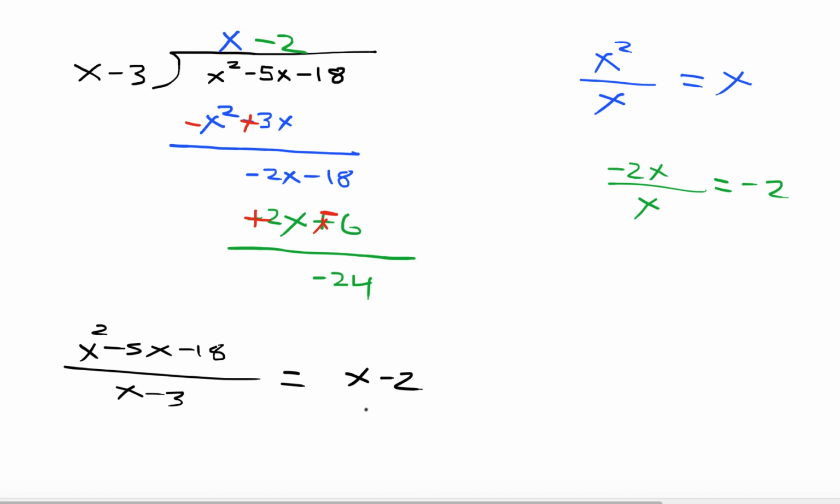But then what are we supposed to do? We're supposed to add the remainder, right? So we can add the remainder, which is -24, over the divisor, which in this case is x minus 3. So this is how you want to give the answer. This is called the quotient. This is the remainder divided by the divisor.